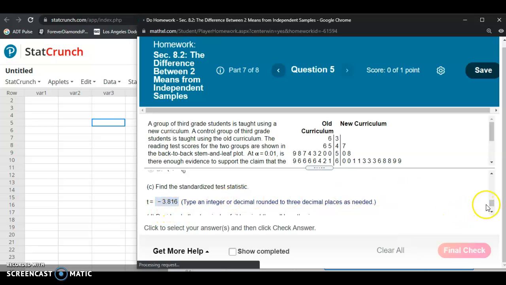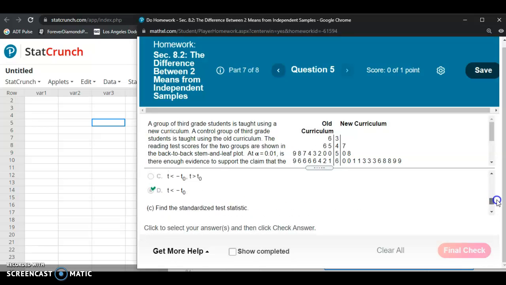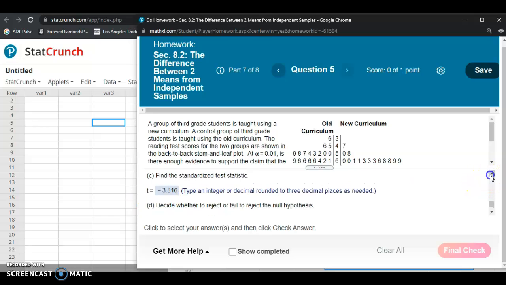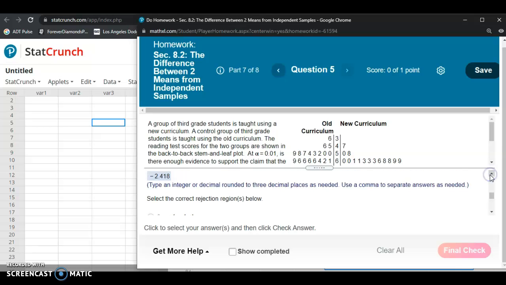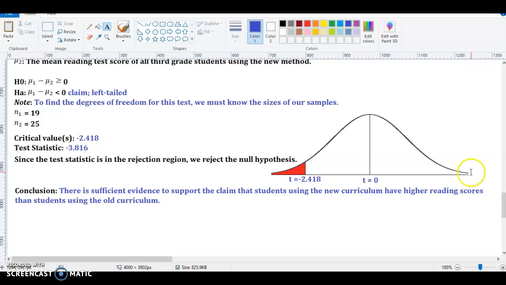Okay, so based on the value of that test statistic and the critical value for this left-tailed test, we need to decide whether to reject or fail to reject the null hypothesis. It might be difficult with just looking at the test statistic and the critical value, so I created a graph of the t-distribution. Our critical value for this left-tailed test ended up being negative 2.418. So that's the cutoff value for a test statistic to be in the rejection region.